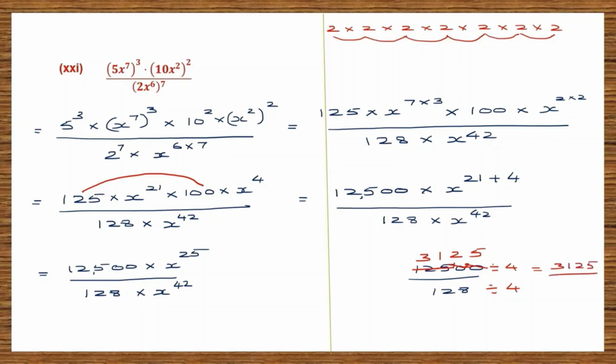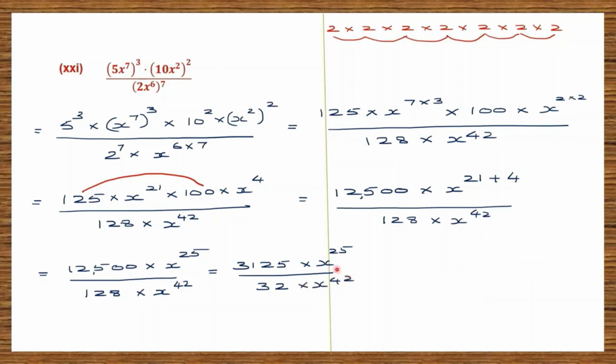Similarly, the denominator also, let's divide by 4. 4 threes are 12 and 8, 4 twos are 8, that's 32. So the numbers we've got here, 3,125, and we write into x to the power of 25, and here we have 128, which we have divided and got 32 into x to the power of 42.